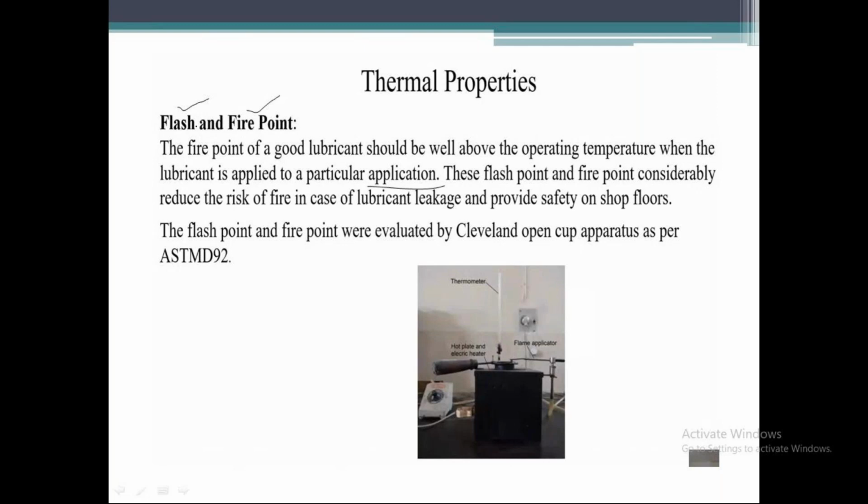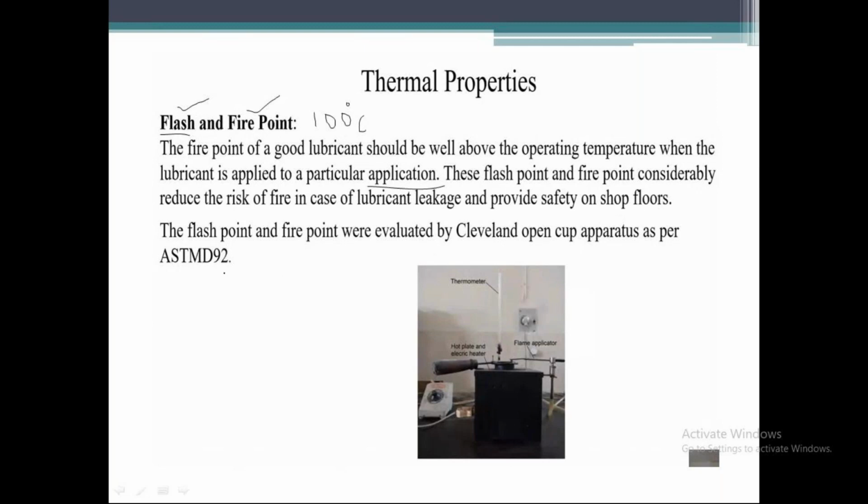So suppose your flash or fire point is lower than that, say 100 degrees Celsius, what will happen? It will catch fire during operation. So if you have a lubricating oil with a lower flash and fire point and your application has higher temperature, then this will fail there, right? It will catch fire. So that is why we need to study how much the flash and fire point is. These considerably reduce the risk of fire in case of lubricant leakage and provide safety on the shop floor.